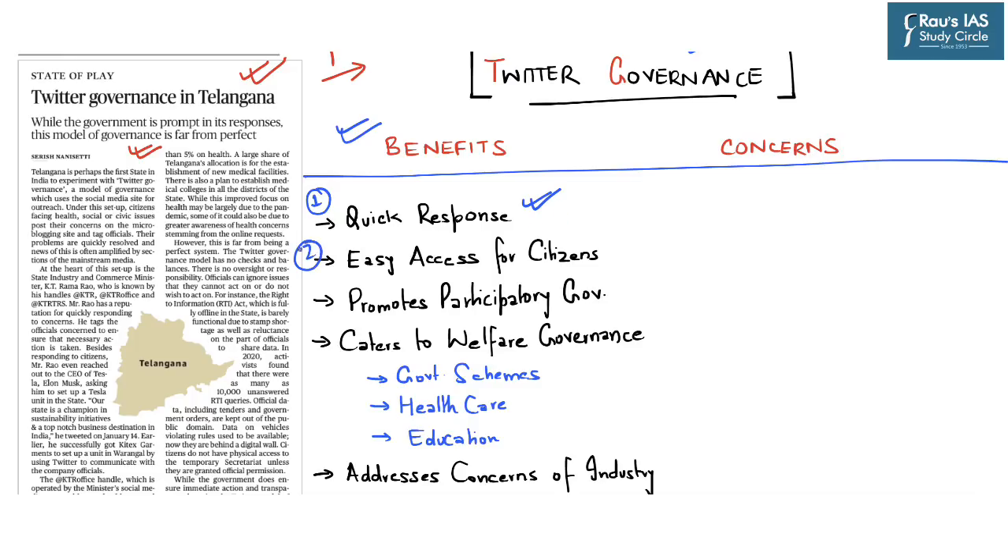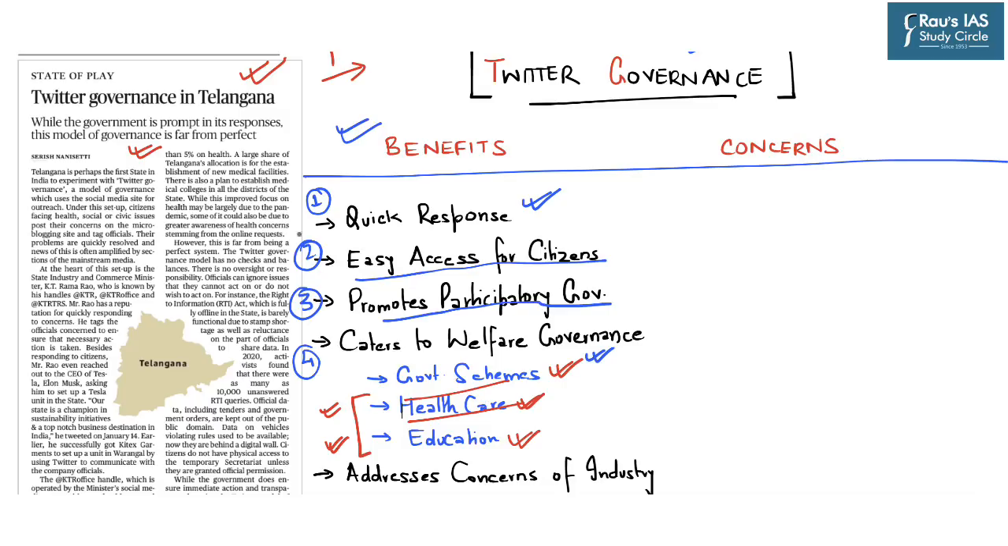The second benefit can be said to be for the citizens, as it provides easy access to the corridors of power, as citizens can directly communicate with the politicians or bureaucrats or even police officers to address their various concerns. So the second point can be said to be easy access for citizens. And because of this, the third point can be said to be that it promotes participatory governance from the citizens also. And overall, this model of governance also caters to welfare governance, especially regarding implementation of various government welfare schemes pertaining to healthcare facilities and also education. Not only this, it also helps in attracting investment for the sector of healthcare and also education. So if you go through this particular article, it highlights how the healthcare sector in Telangana has attracted investments, especially through Twitter governance.